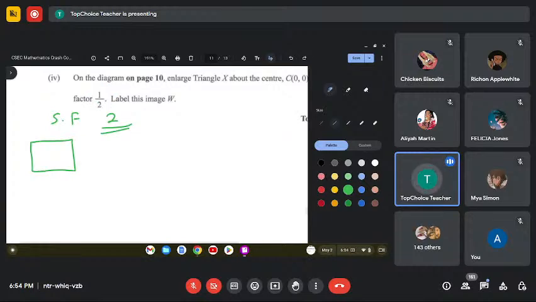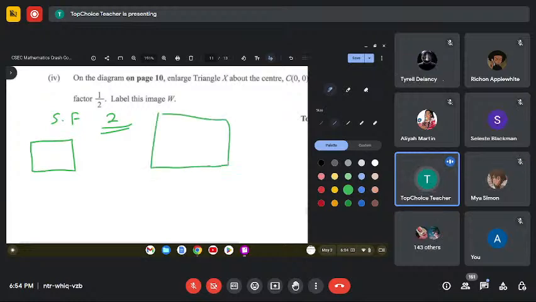If we have a scale factor that is 2, do you expect this object to be bigger, or would it be smaller? If the scale factor is 2, yes, bigger, because 2 means we are doubling the size. So the box would get, well, that's a little too big, but you kind of get the idea. The box is going to increase in size.